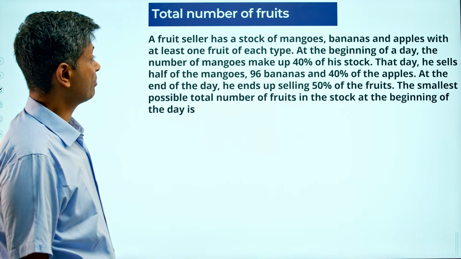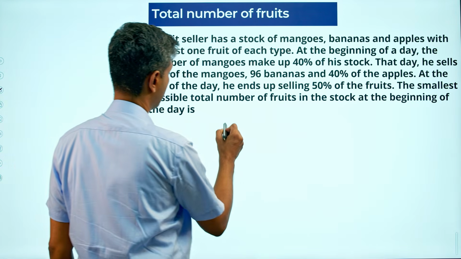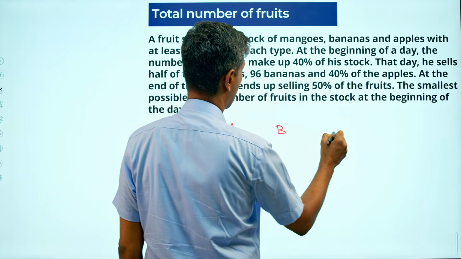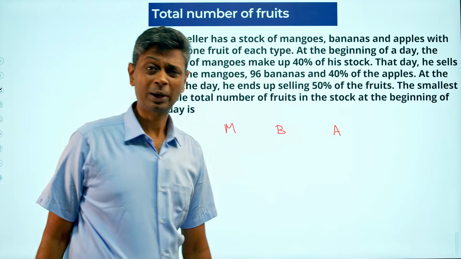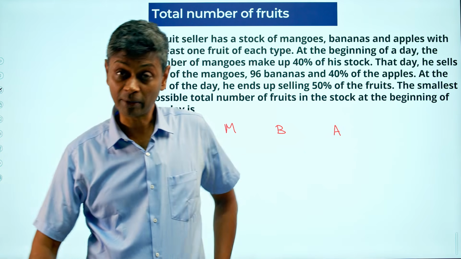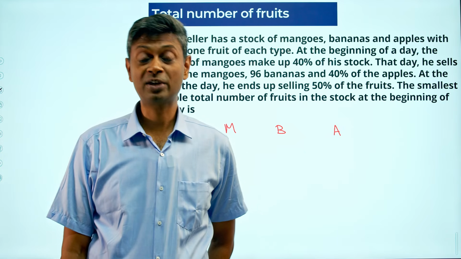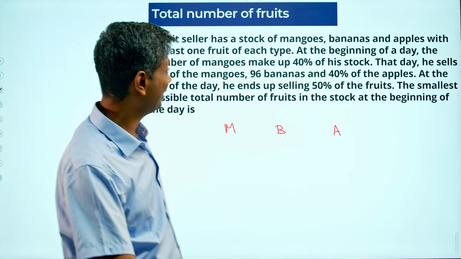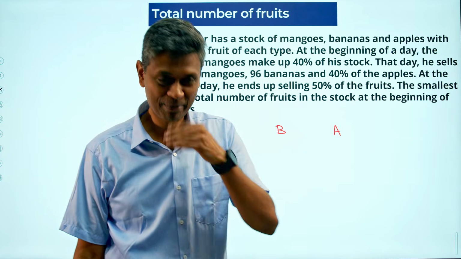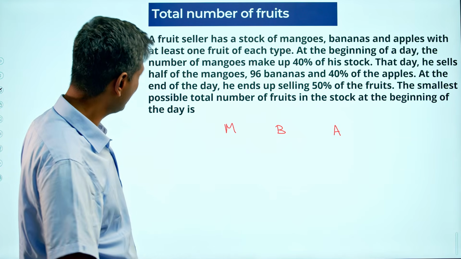A fruit seller has a stock of mangoes, bananas, and apples. So mangoes, bananas, and apples. Quite appropriate for the people writing this exam. It stands for Masters in Business Administration. I didn't notice it the first time I was doing this question, but anyway, let's carry on. At least one fruit of each type.